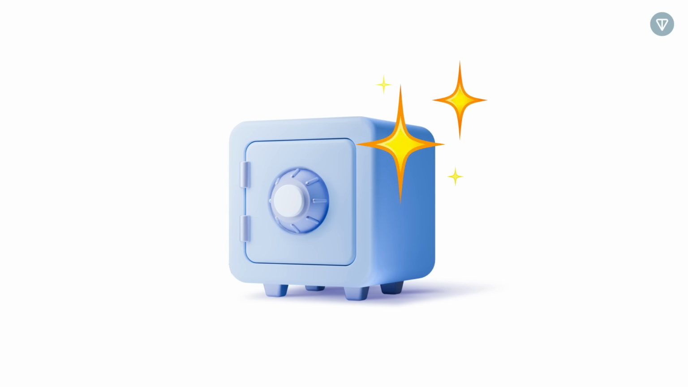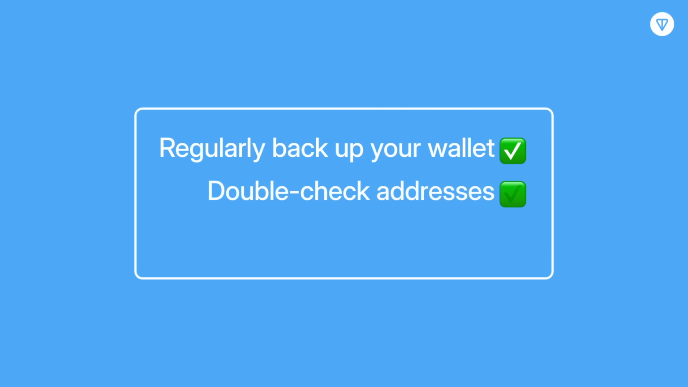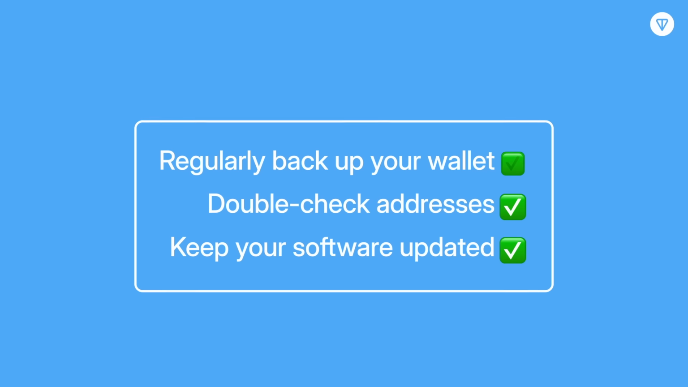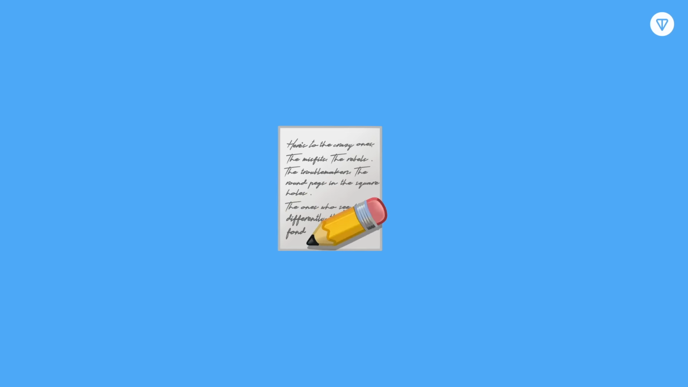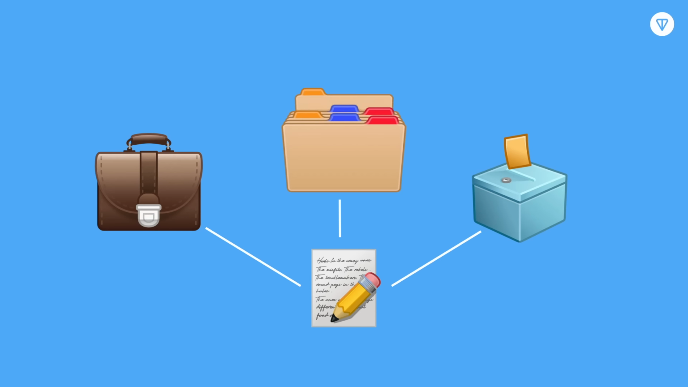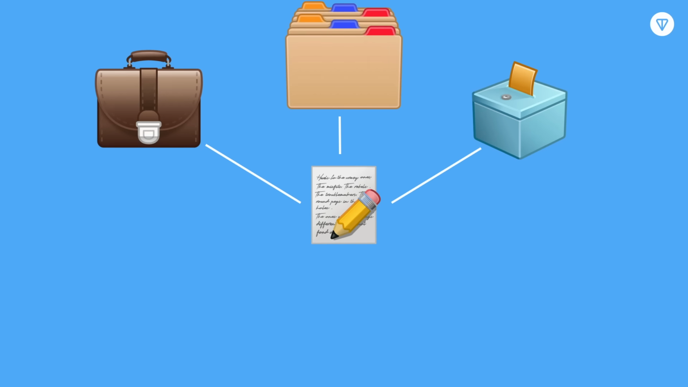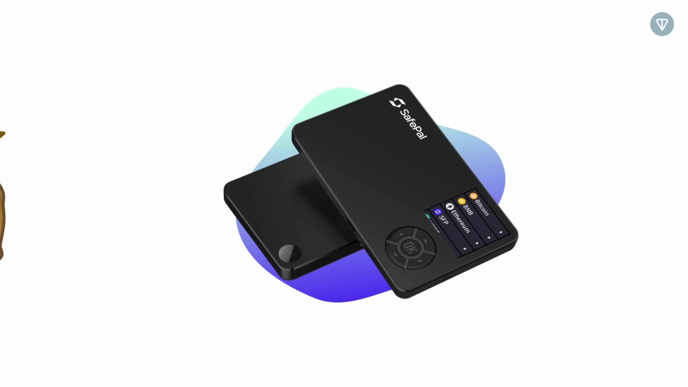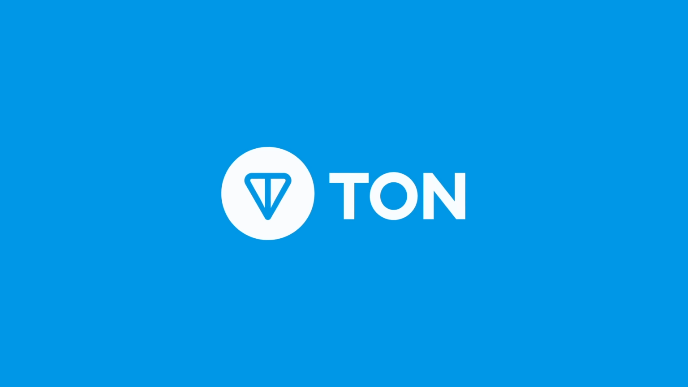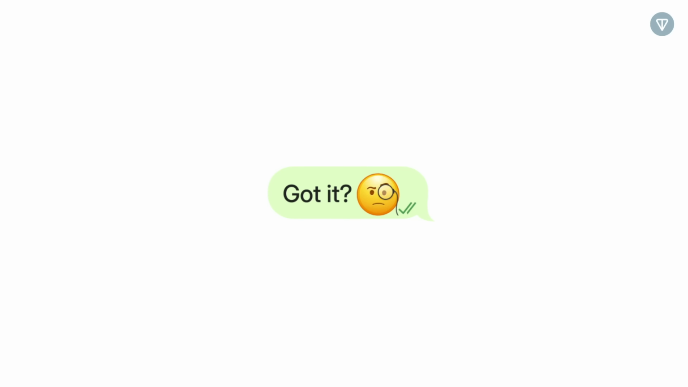Want to secure your non-custodial wallet? Regularly back up your wallet, always double-check addresses before transactions, and keep your software updated. Store your recovery seed securely, think locked safes and no digital copies, and maintain multiple backups in different secure spots. And if you're holding a significant amount of crypto for the best security, consider using hardware wallets like SafePal or Ledger.